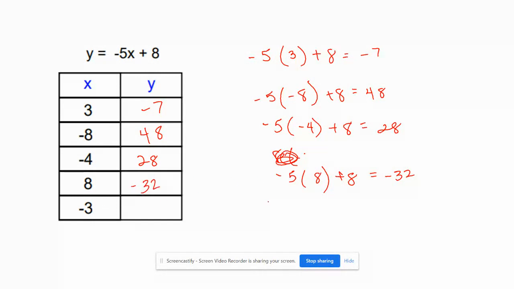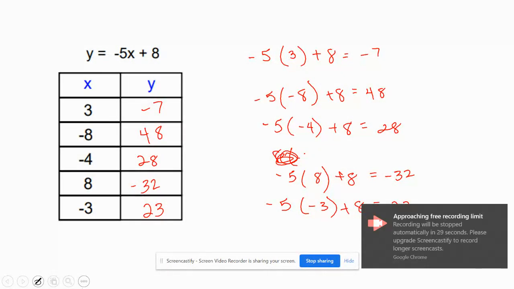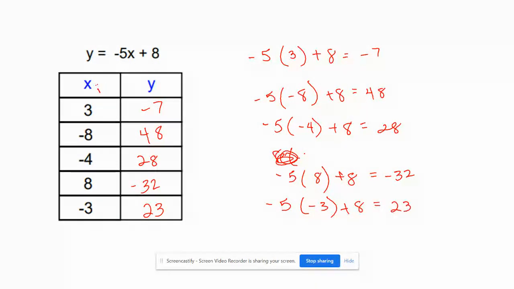Here we have -5 times -3 plus 8. That's what, -15 plus 8? What's that? No, that's positive 15 plus 8. Correct? Negative times negative is positive, 15 plus 8. You should get 23. All right, so this is how we do our charts. Put your input into the function and you should get an output here. Input, output.